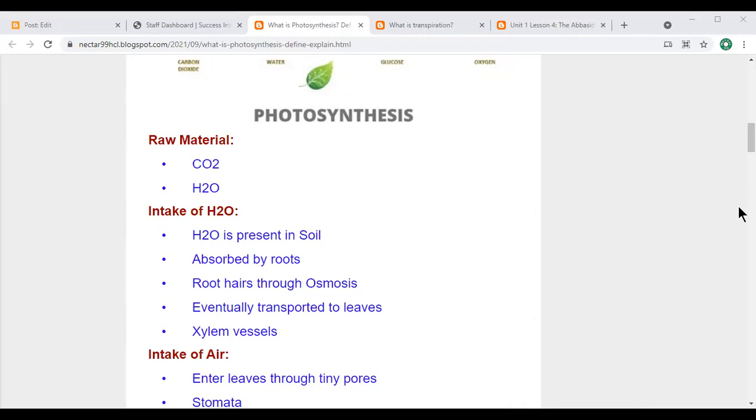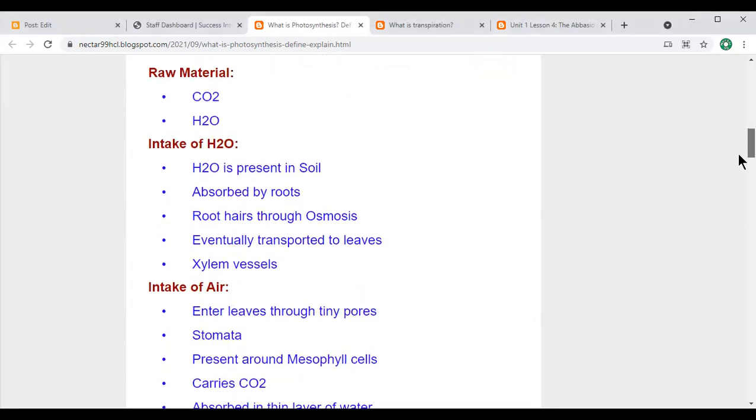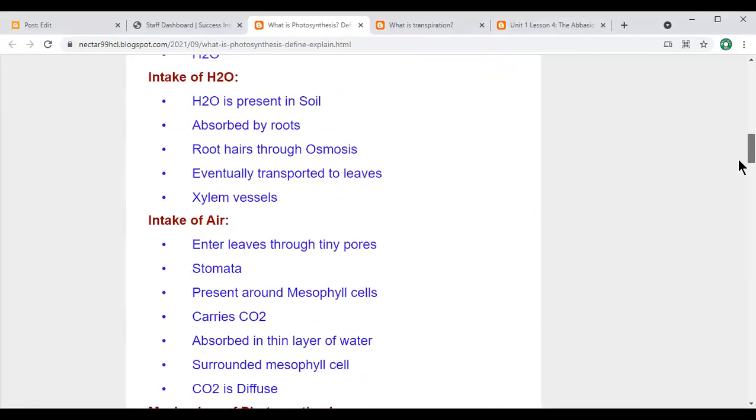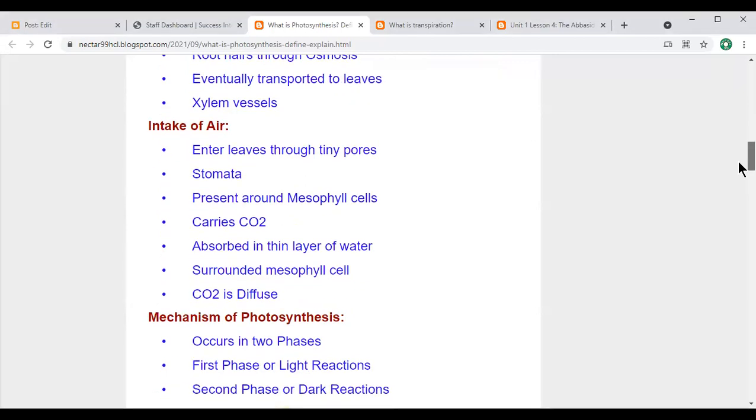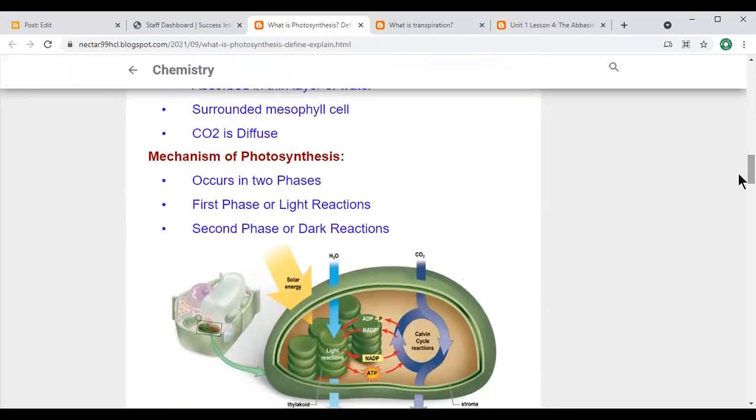Okay, after this, my dear students, what happened? The second raw material that we need is air. Air enters the leaf through tiny pores, which we name stomata. Around the mesophyll cells, carbon dioxide is absorbed in a thin layer of water and diffused. Now the process of photosynthesis is going on. We name this the mechanism of photosynthesis.